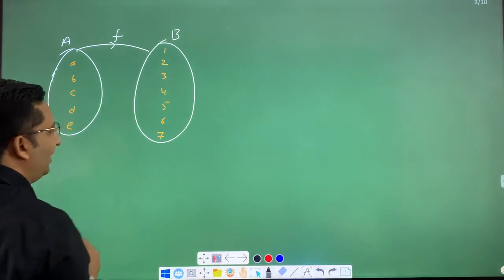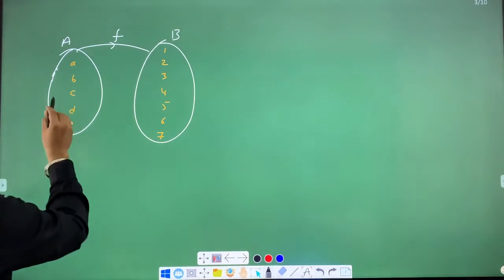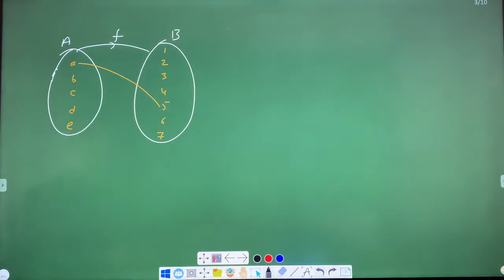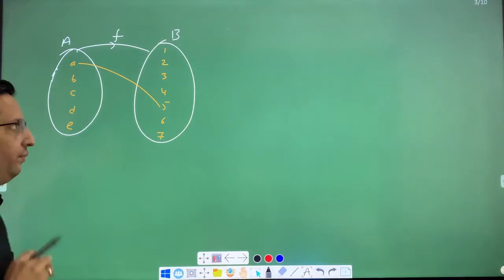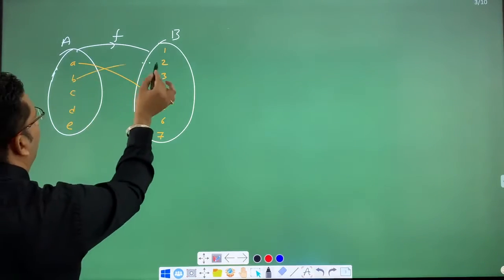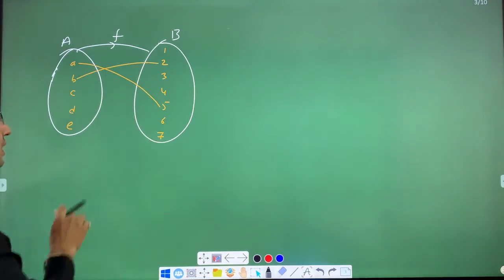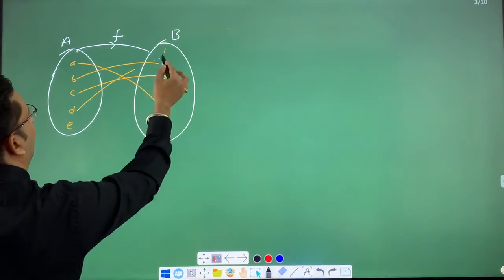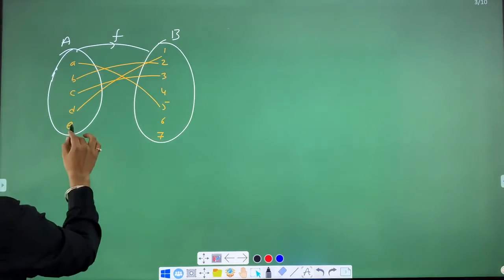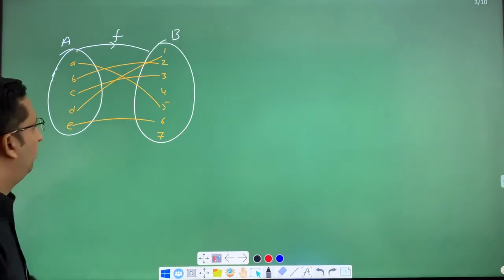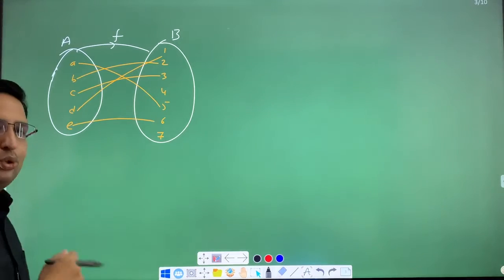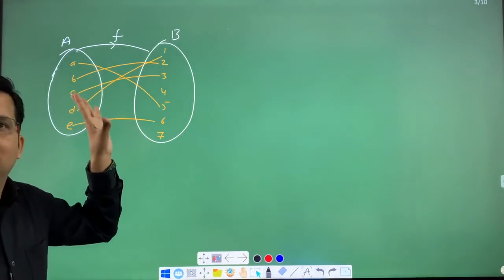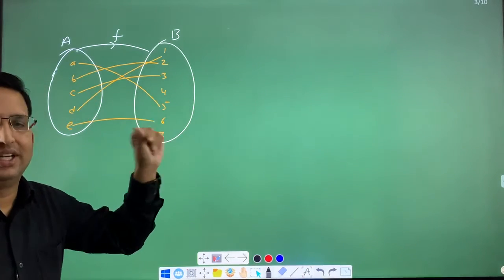Let the rule be defined such that when we substitute x equals A, I get the value of y equals 5. Similarly, if we substitute B, we get 2. For C, we get 3. For D, let's say we get 1. And for E, let's say we get the value 6. Now a question arises: is this mapping a function or a relation?